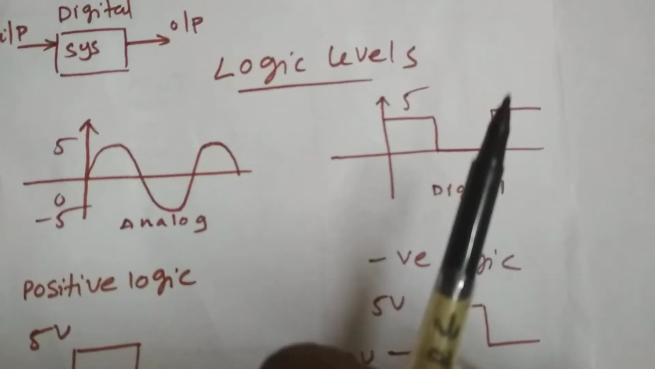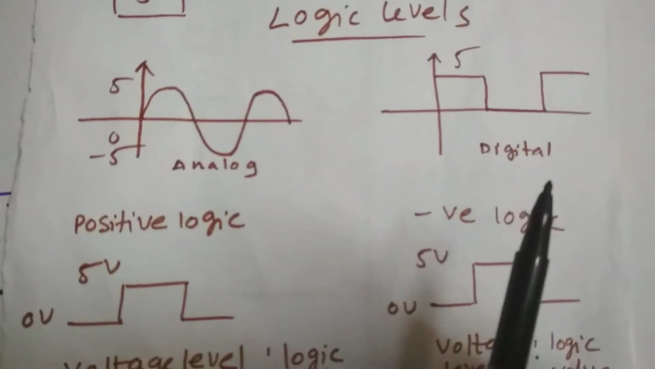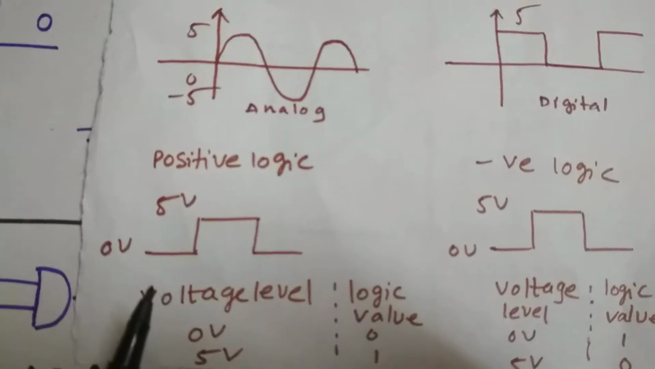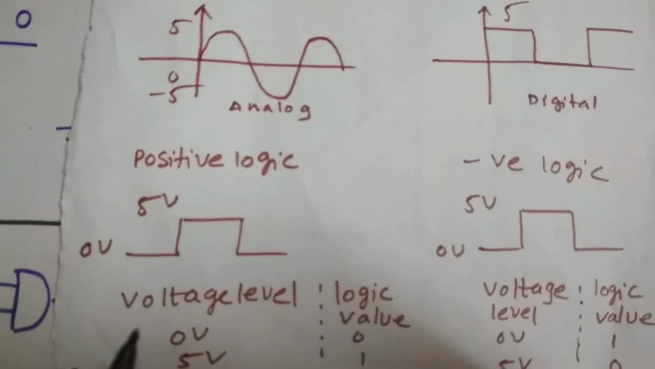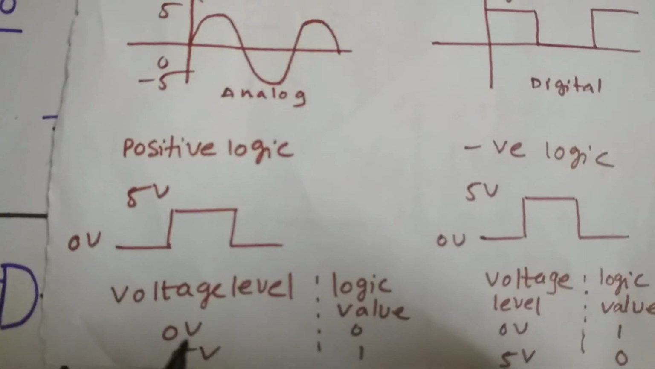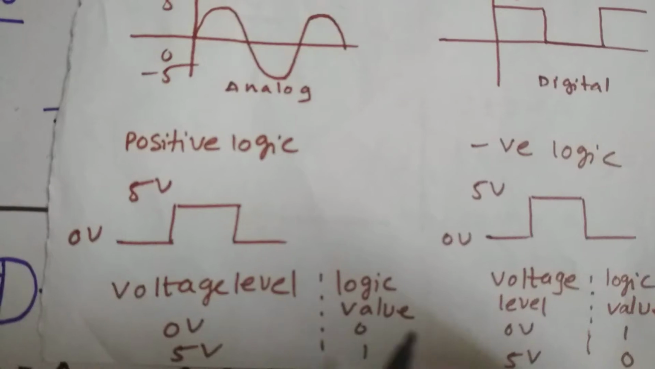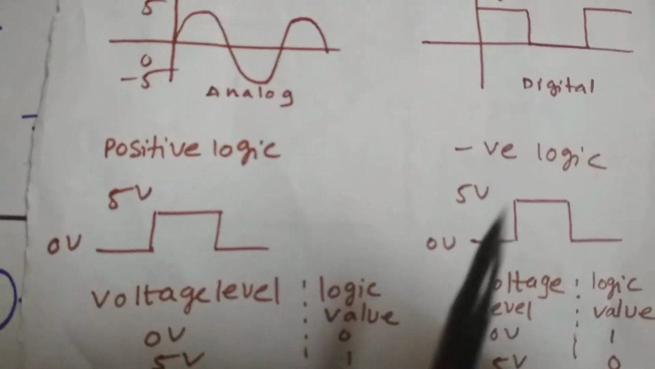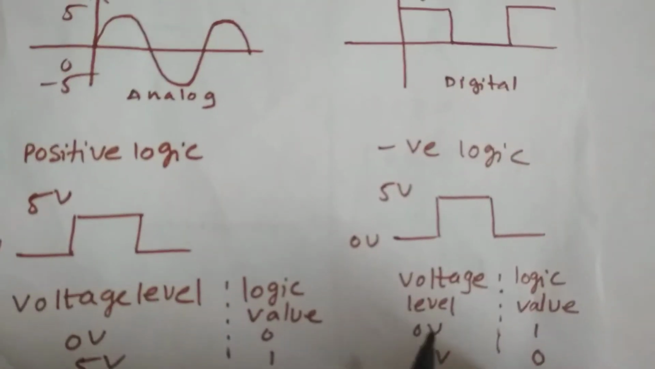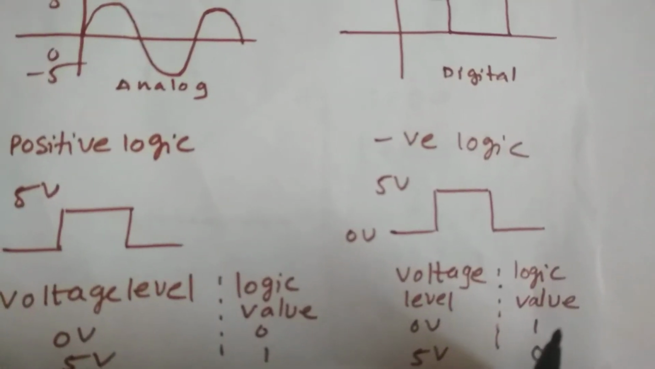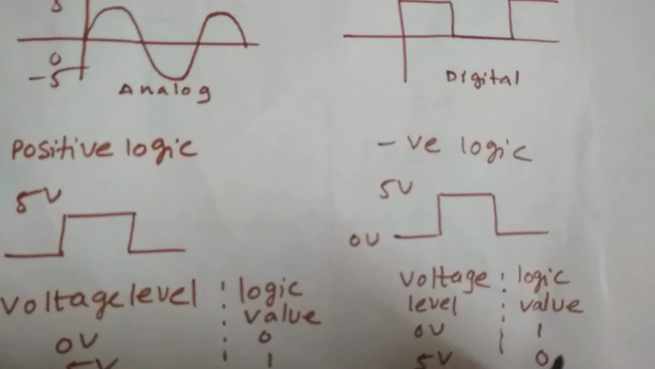In digital, we have two logic levels, positive logic level and negative logic level. As you can see from this, this signal has two levels, 0 volts and 5 volts. So 0 volts has a logic value of 0 and 5 volts has a logic value of 1. Whereas negative logic is quite the opposite of this. 0 volts has a logic value of 1 and the voltage level 5 volts has a logic value of 0.